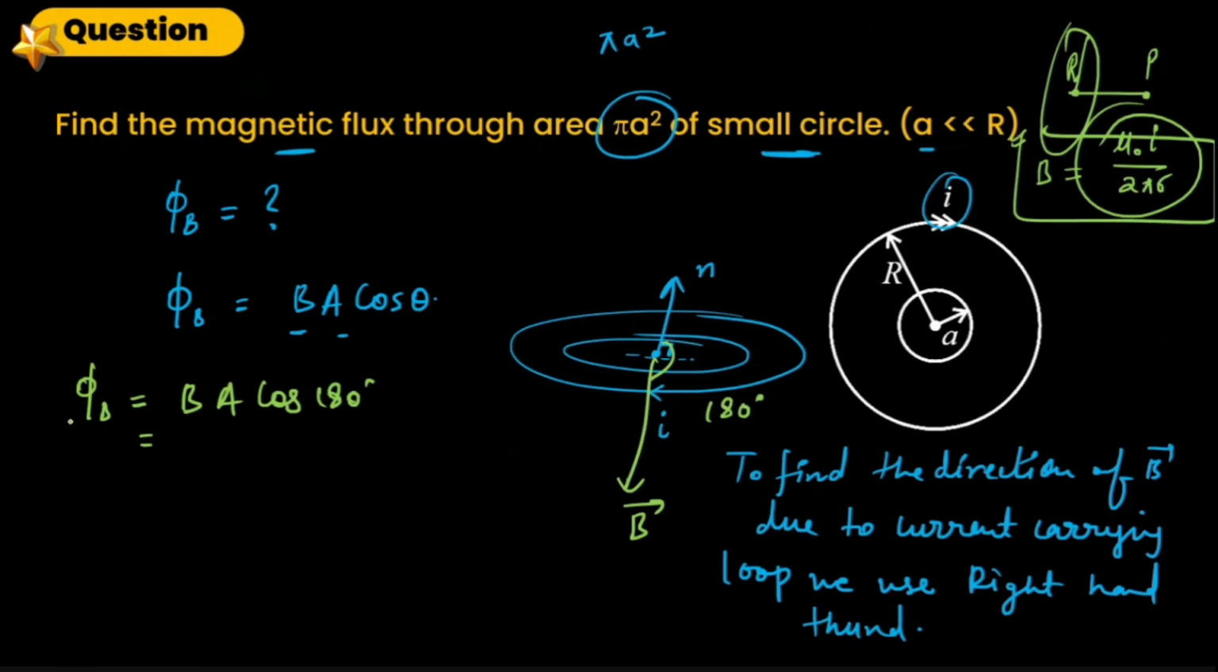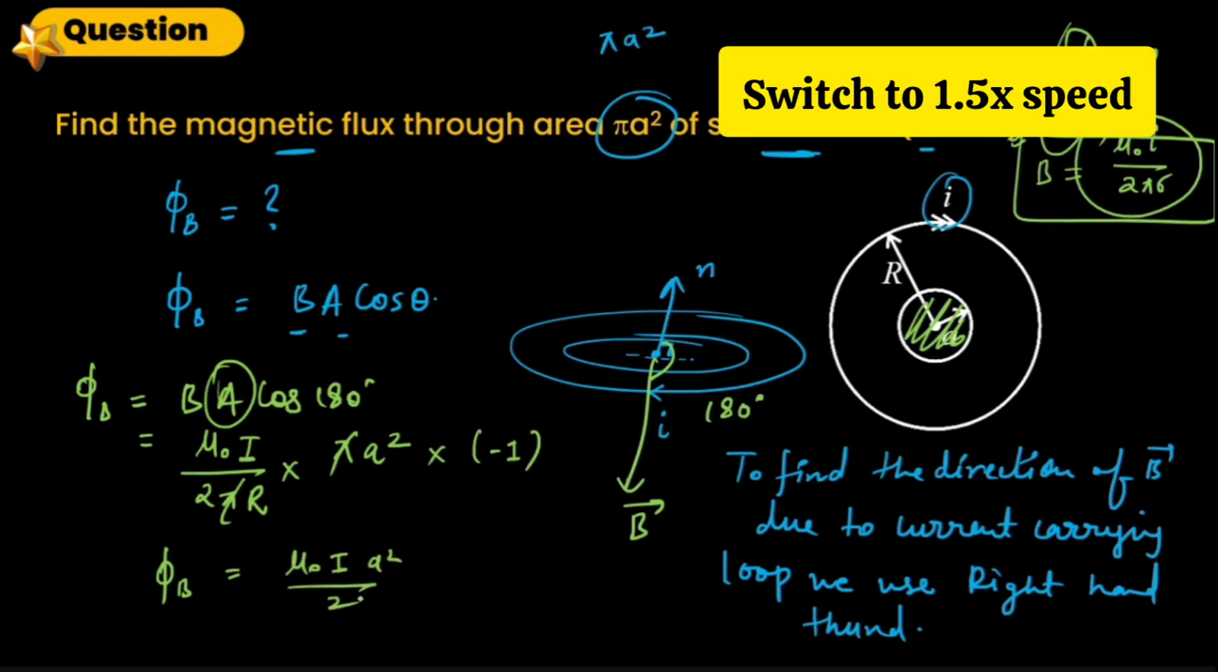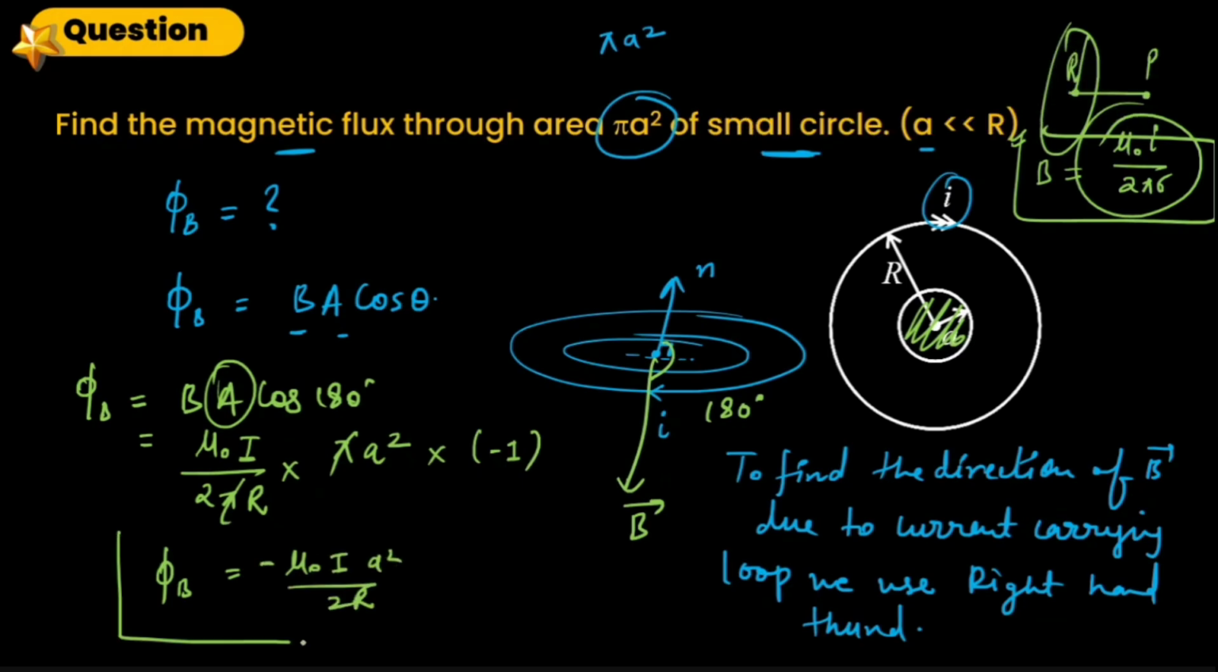What we can do here is simply substitute the value of the magnetic field as mu naught I by 2 pi capital R, the radius of the bigger circle, into the area of the smaller circle, because we have to find the flux for the smaller circle. So we use the area of this circle, pi a square, times cos 180, and the value of cos 180 is -1. When we solve this, we get that the flux is mu naught I a square by 2R, with a negative sign. So this is the flux through this smaller circle, and this is how we are supposed to find it.